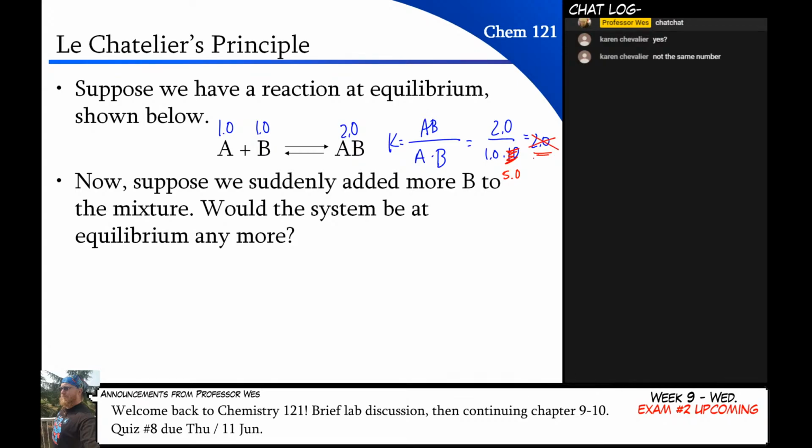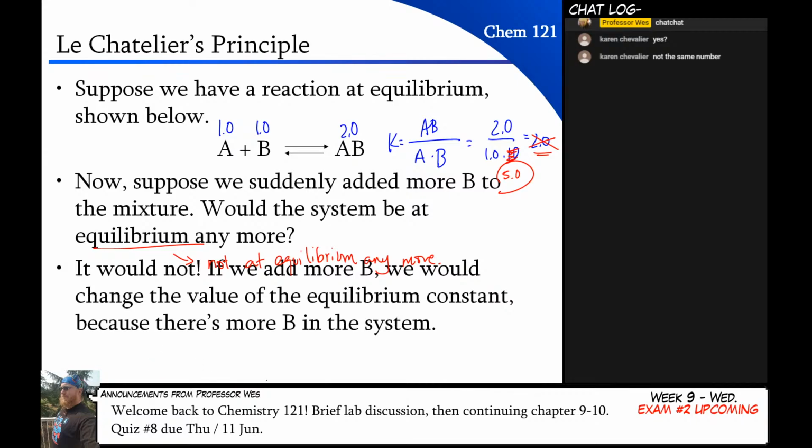But that's not what's supposed to happen, right? K is supposed to be a constant if the system's at equilibrium. So in other words, by adding more stuff, the system is not at equilibrium anymore. If the reaction's at equilibrium and you add something to it or take something away, it's now no longer at equilibrium and something will happen. What exactly will happen? Well, that's what we're going to talk about.